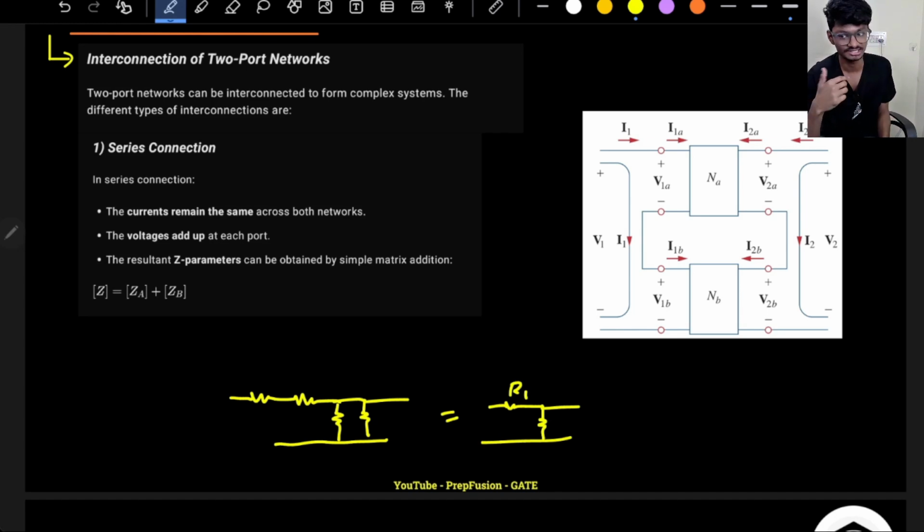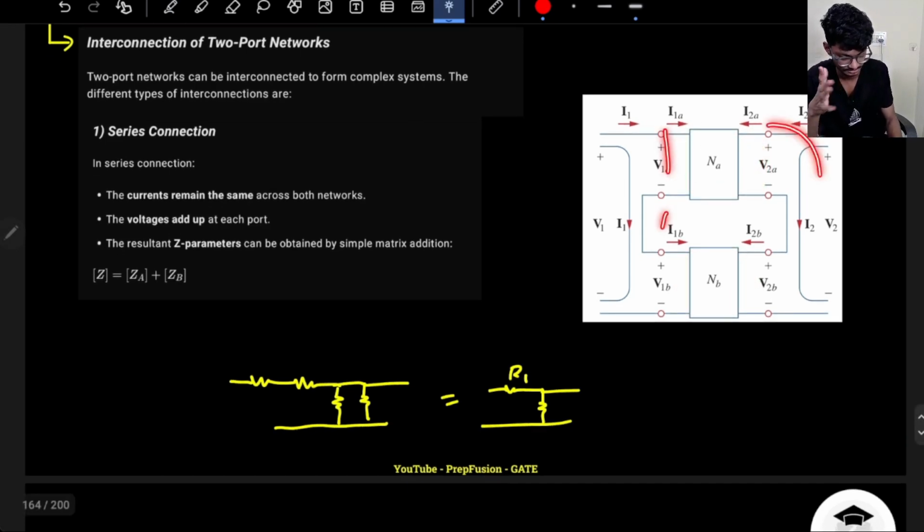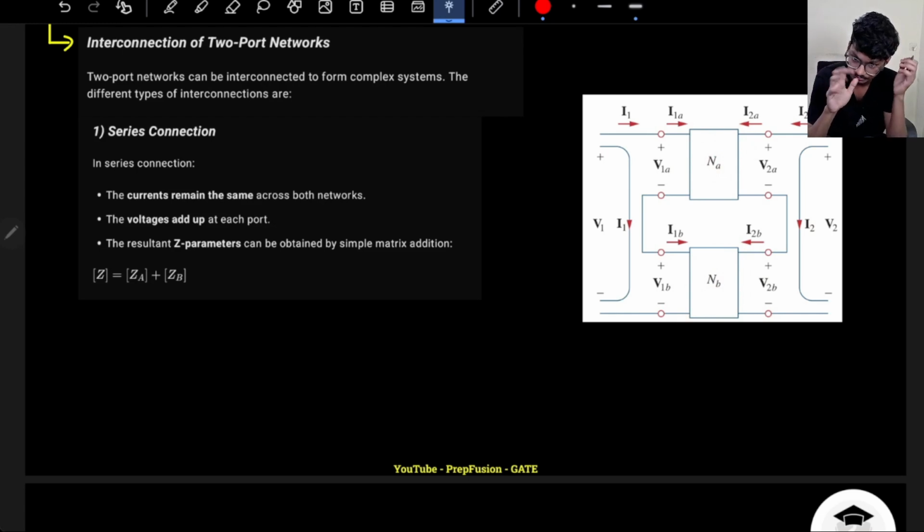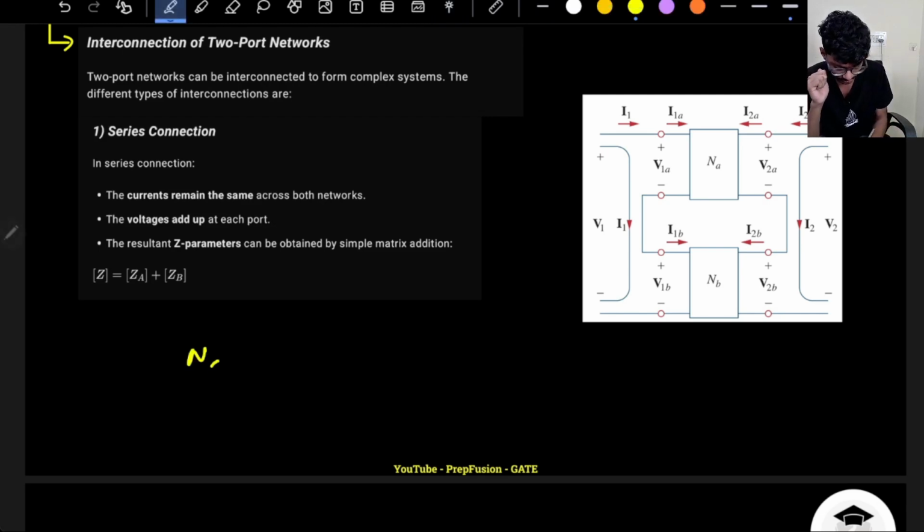In two ports as well we can simplify, because if I know the two port parameters of network A and network B, will I be able to write the two port parameters if they are connected like this? That is my main purpose. Without solving the circuit, just with the help of the two port parameters of network A and network B, will I be able to solve it? That is the important point. So in series connection, what happens? If two networks are connected in series, what does it actually mean?